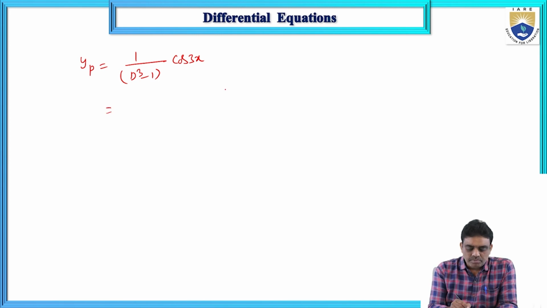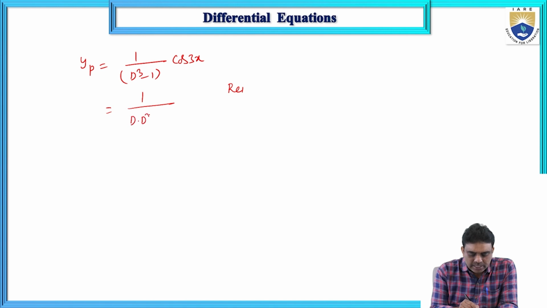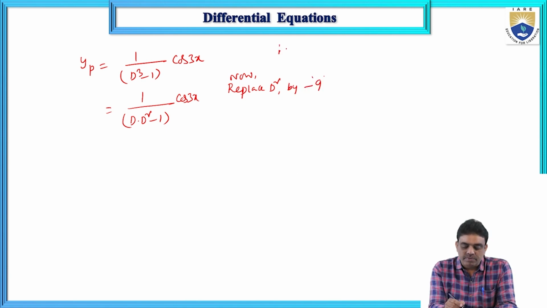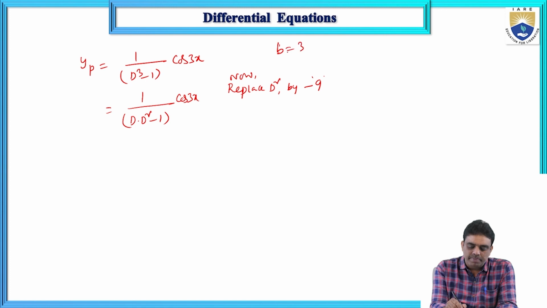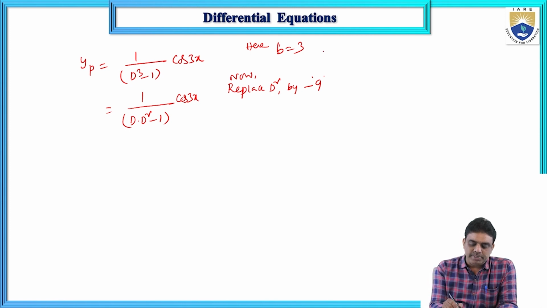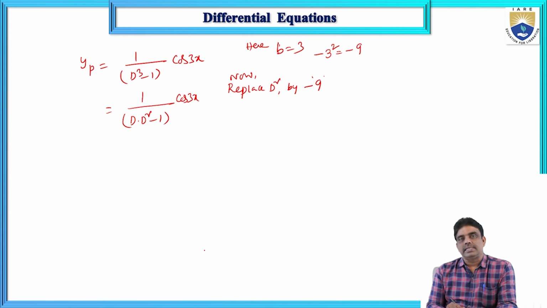Now I can write the denominator as d into d square minus 1, of cos 3x. Am I right? Now what we have to do is, in this, replace d square by minus b square, that is minus 9. Here b is equal to 3 because it is cos bx. Replace d square by minus b square, not minus b whole square. We have to use minus 3 square, or minus 9.